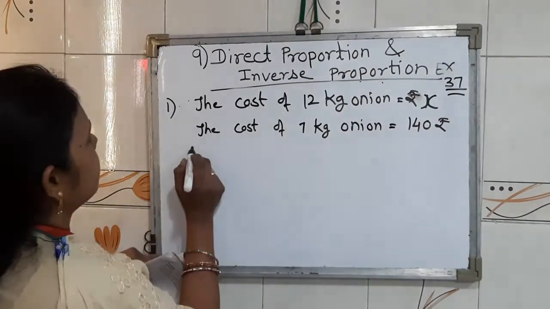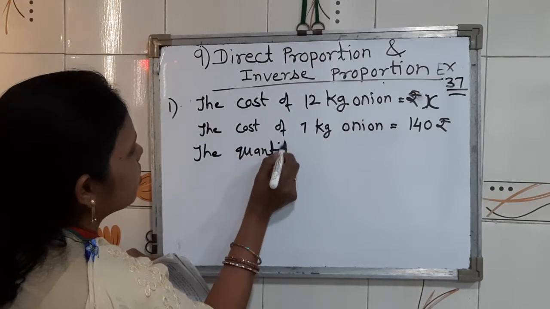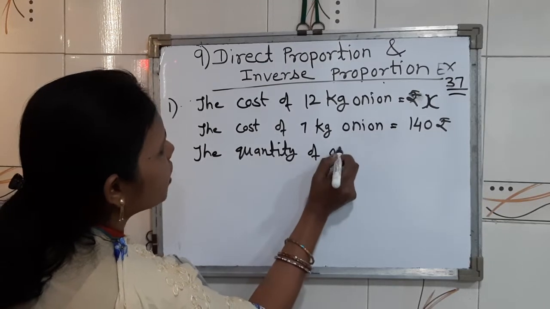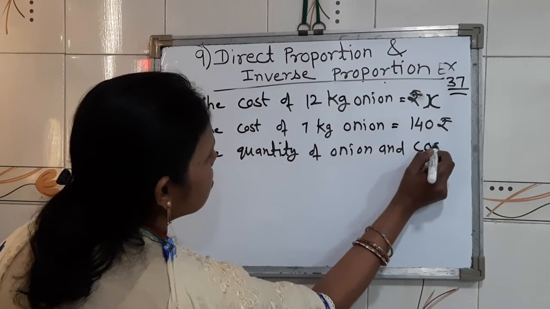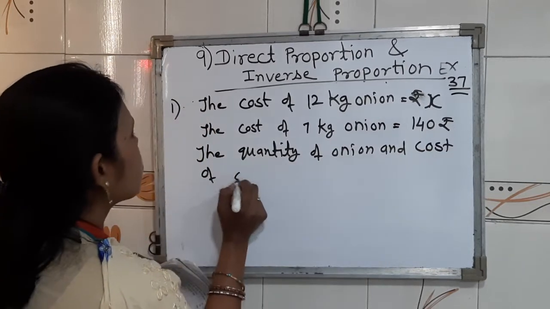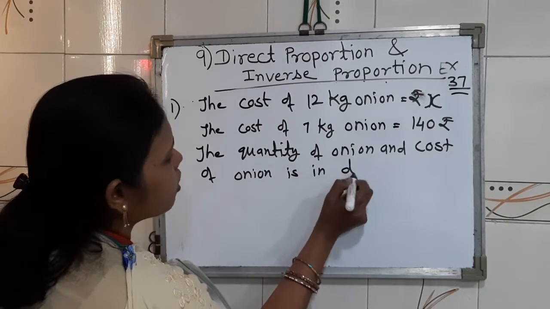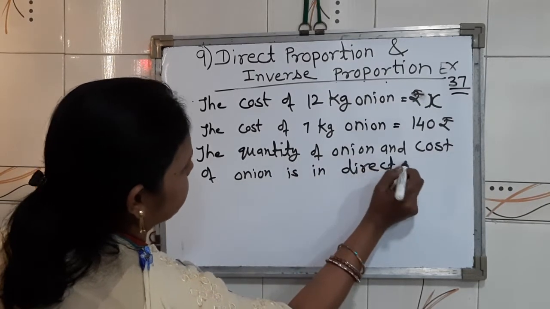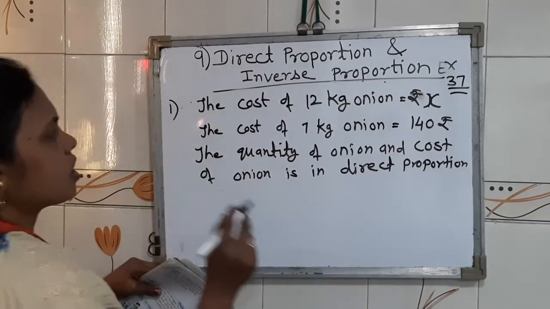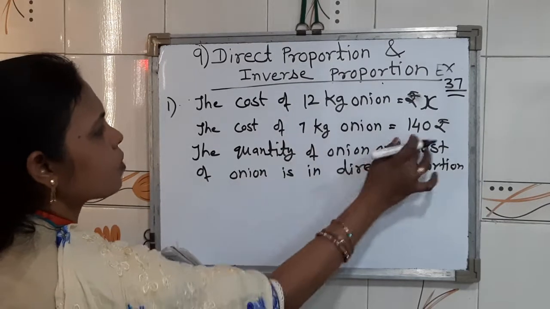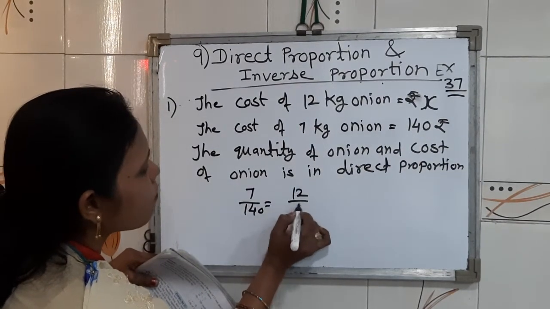Write down: the quantity of onion and the cost of onion are in direct proportion. Direct proportion. Therefore, write down 7 upon 140 equal to 12 upon x.